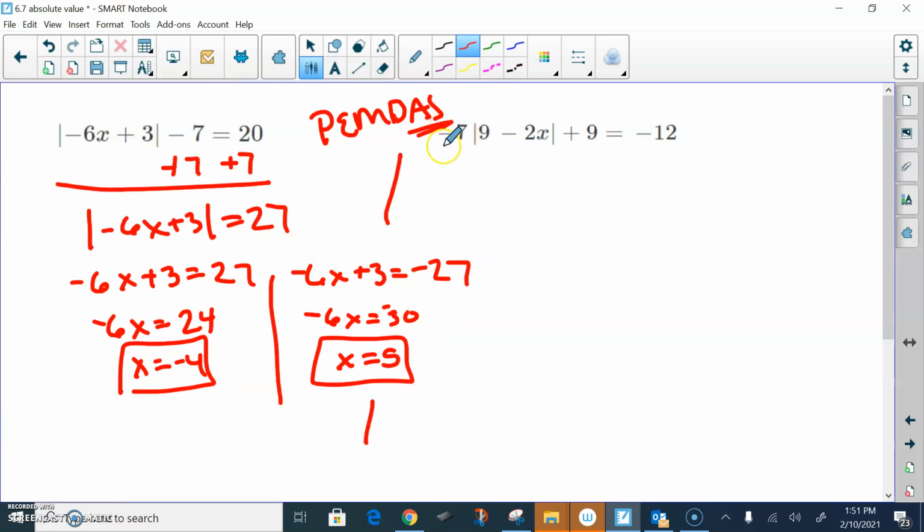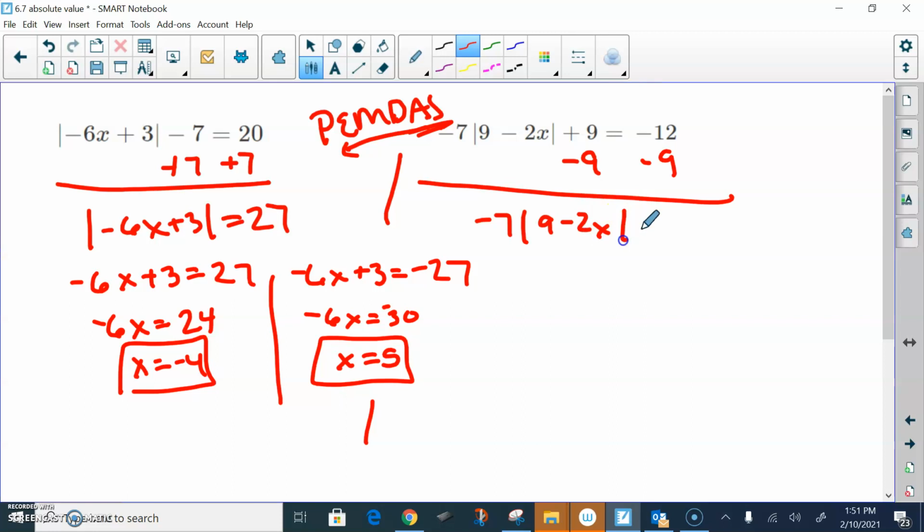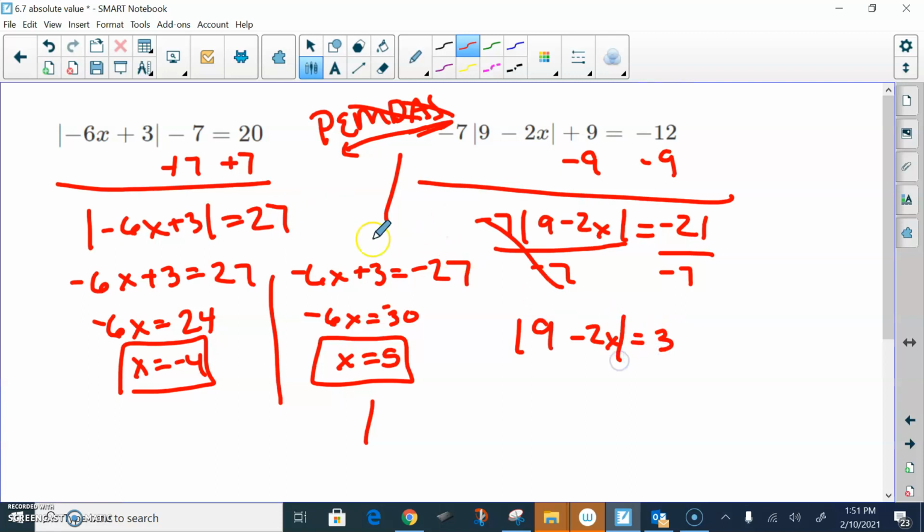Okay, this one has multiply by negative 7 and adds 9. Again, we want to do reverse order of operation. So we want to start with addition subtraction. So let's get rid of that 9. We want to divide now. Now we got rid of addition, subtraction. We're going to get rid of multiplication, division. We're going to divide by negative 7. And now we're back to where we were before. We've got an absolute value. We're going to do it twice, once with a positive, once with a negative.